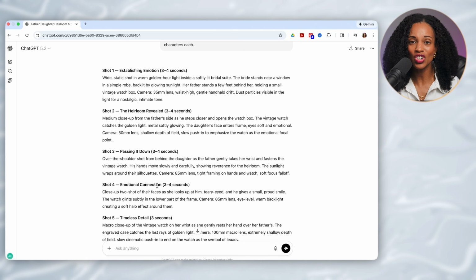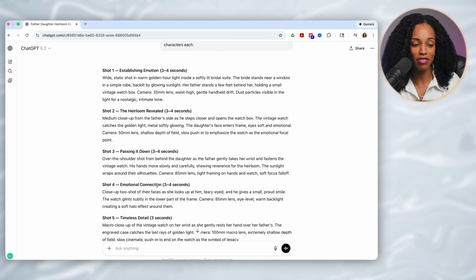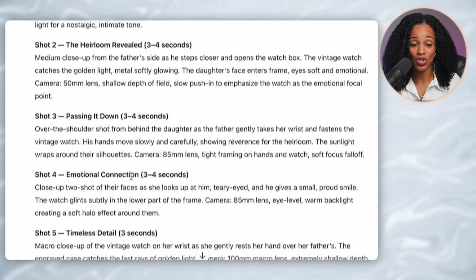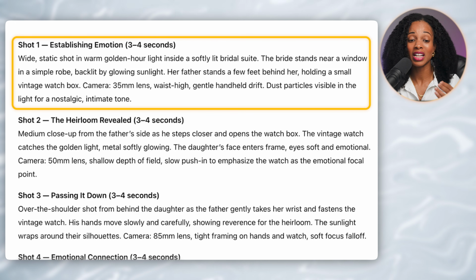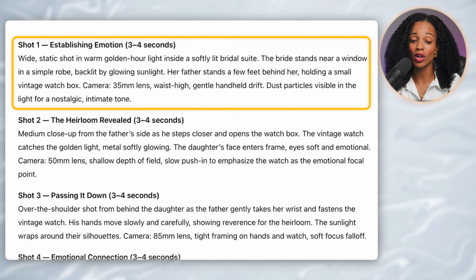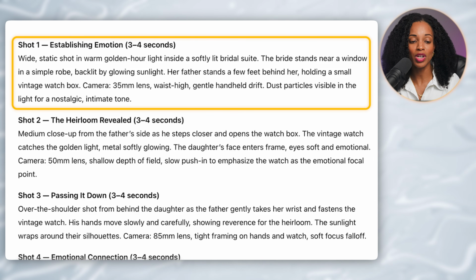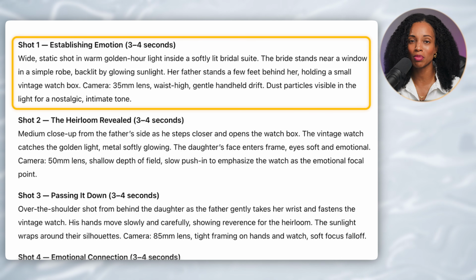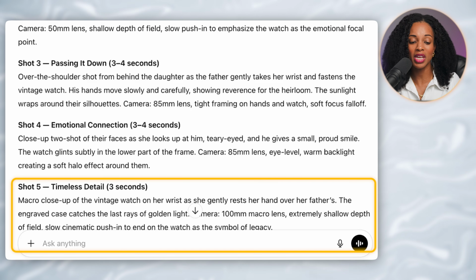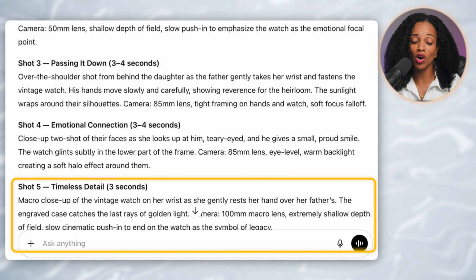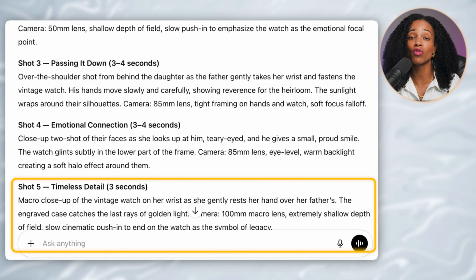All right, so once I generated it, this is what ChatGPT gave me. We've got 5 really detailed shots here. The first one saying wide static shot in a warm golden hour light inside a softly lit bridal suite. The bride stands near a window in a simple robe. So it's very descriptive language here. And the last scene in this sequence of 5 shots should be a close-up of the vintage watch on her wrist as she gently rests her hand over her father's.